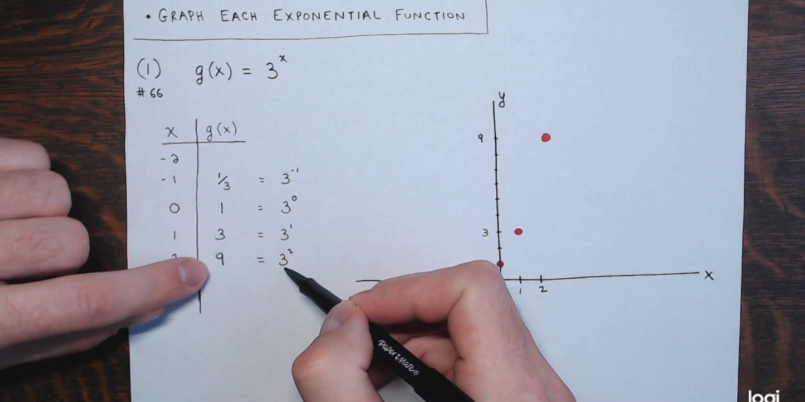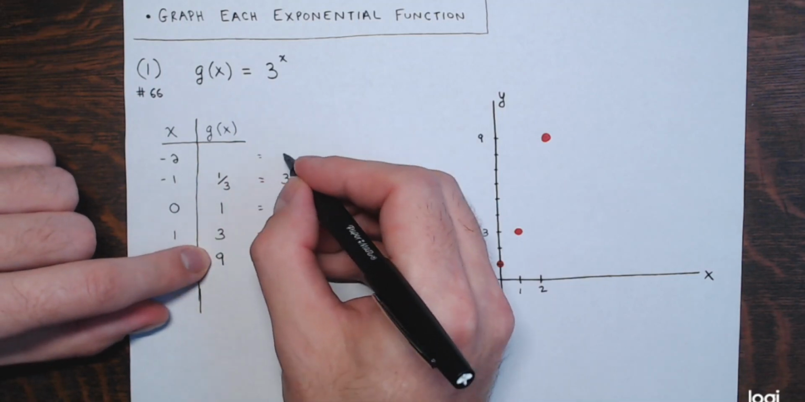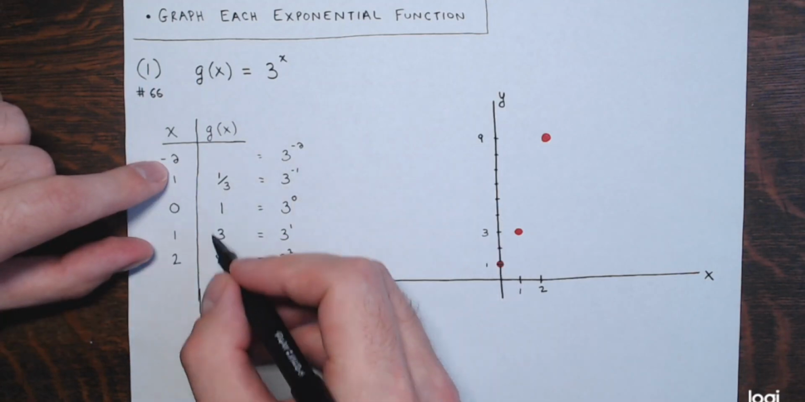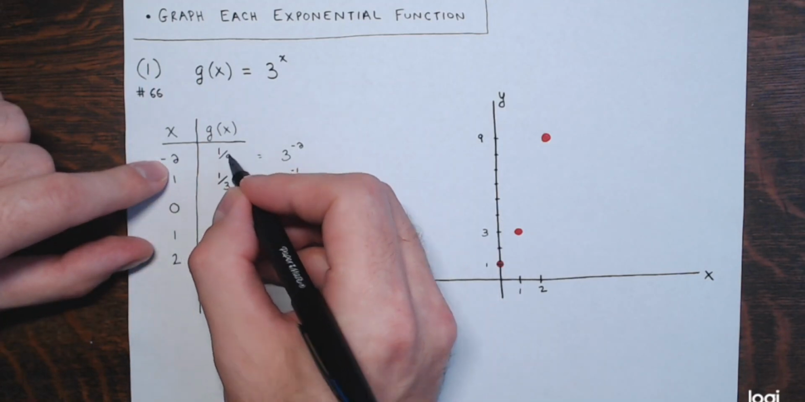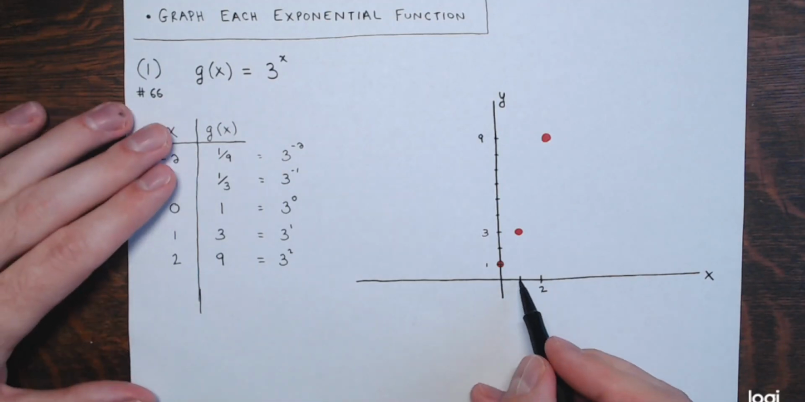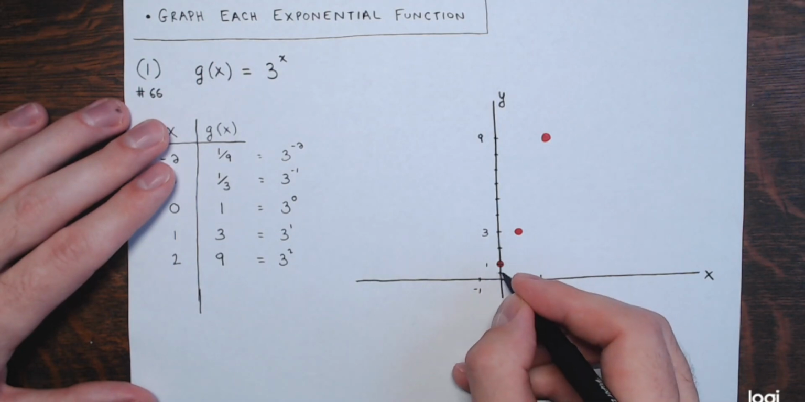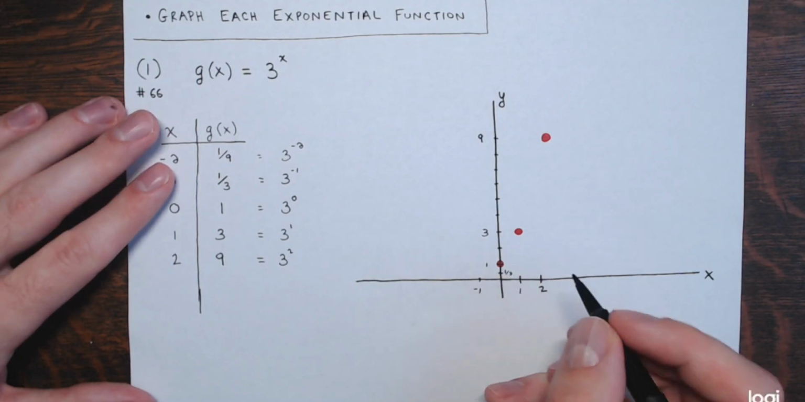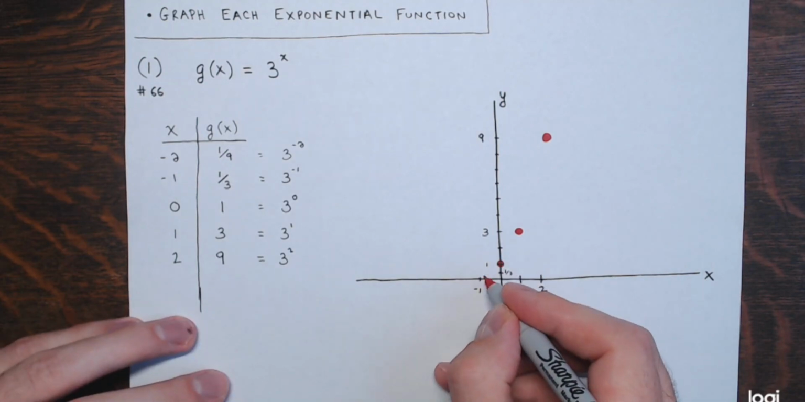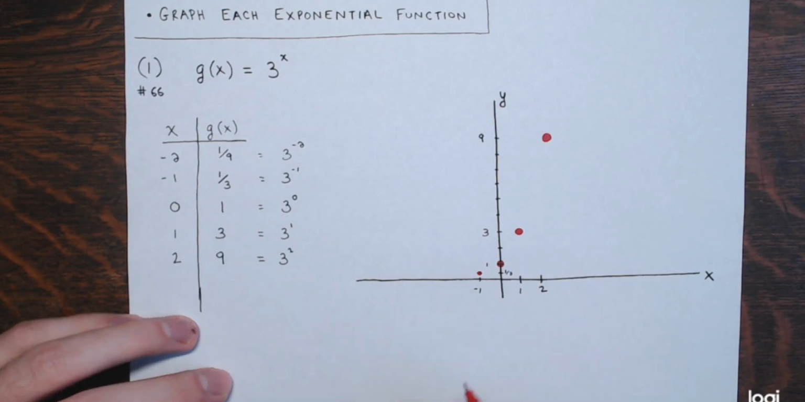So 3 to the second is 9. That means that 3 to the -2 is 1/9, positive 1/9. Notice that these are not negative outputs. Alright, so we have -1 input, and then positive 1/3. I'm going to eyeball this. So -1 input, 1/3 output. There, still above the x-axis.